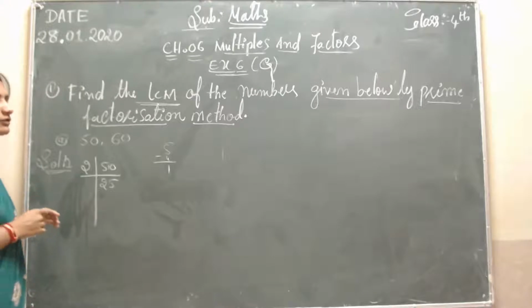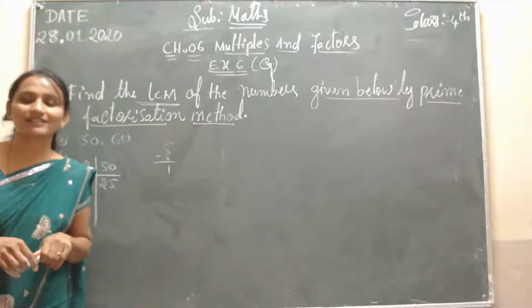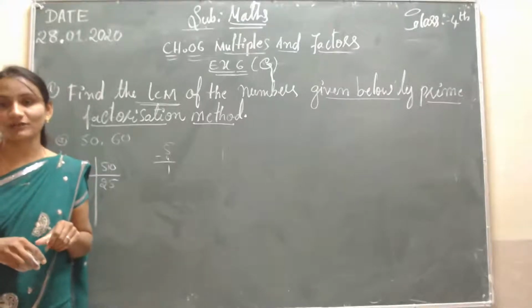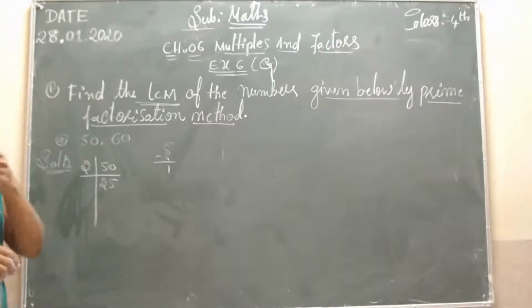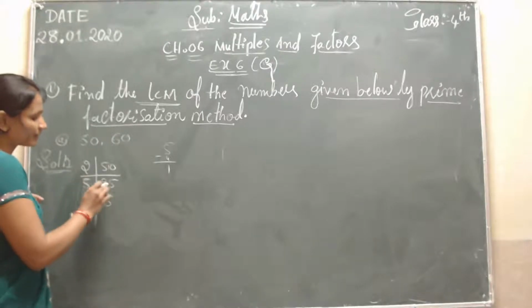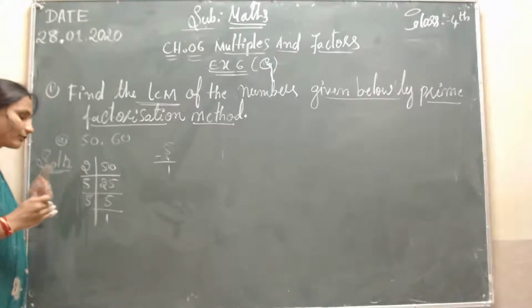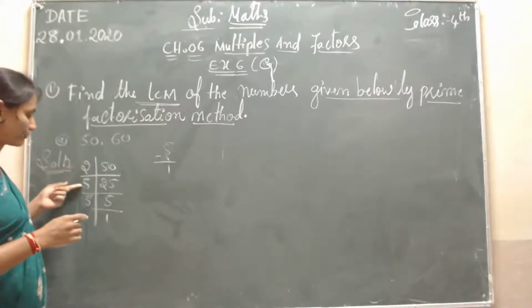So 25 is not divisible by 2, so you have to take the next number. 25 is divisible by 5. 5 fives are 25, and 5 ones are 5. So the prime factors of 50 are 2, 5, 5.